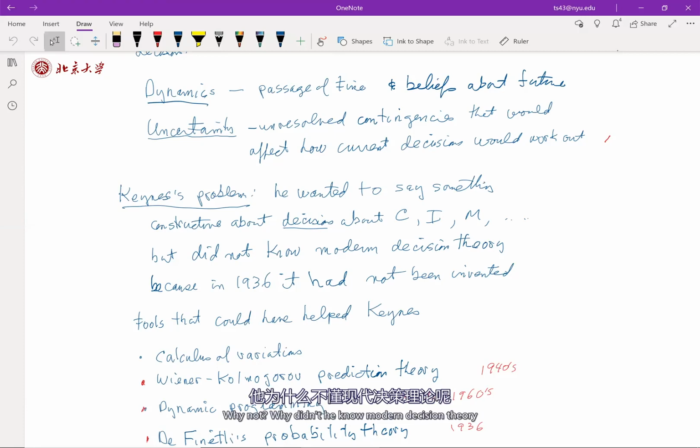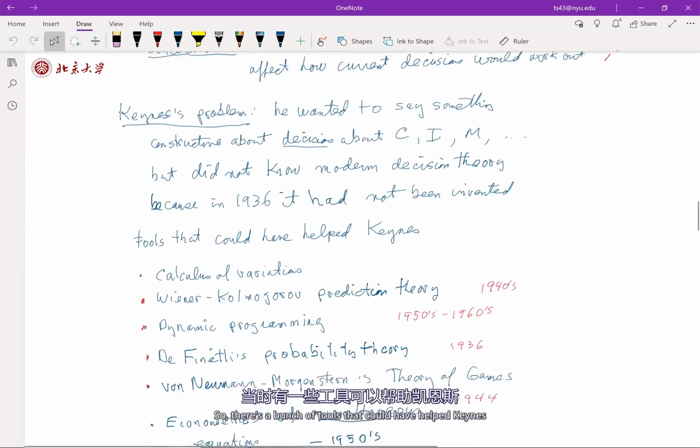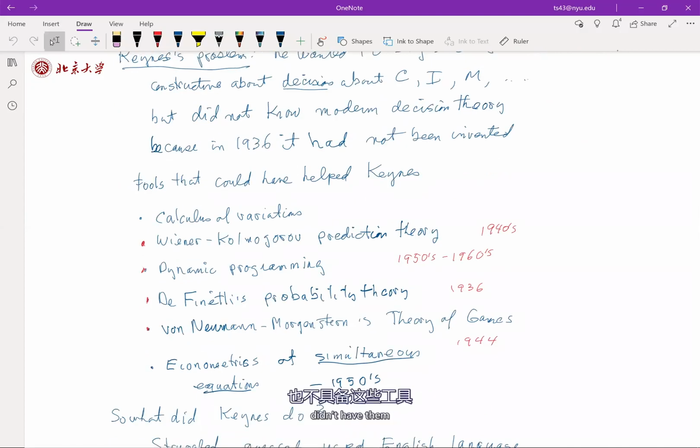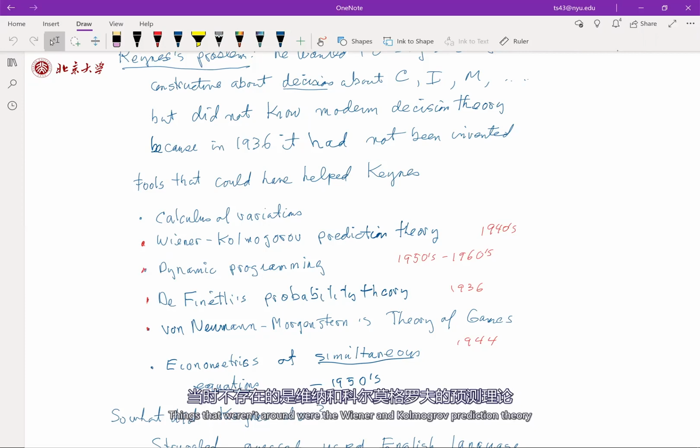Why didn't he know modern decision theory? The answer is, in 1936, most of it had not been invented. And the little that had been, Keynes seemed not to recognize its usefulness, or not to know it. So there's a bunch of tools that could have helped Keynes, but he didn't have them. One's the calculus of variations, which was around, but he didn't use. His friend Frank Ramsey did. Things that weren't around were the Wiener-Kolmogorov prediction theory, a theory of optimal prediction of an uncertain time series. That was invented basically during World War II, in the 1940s.